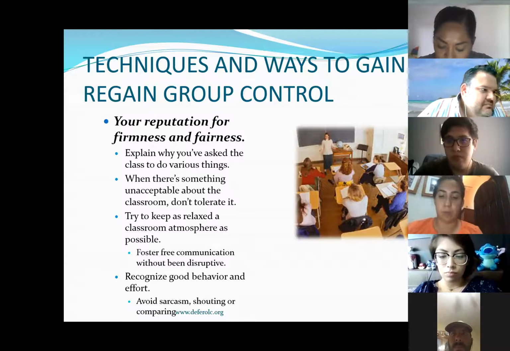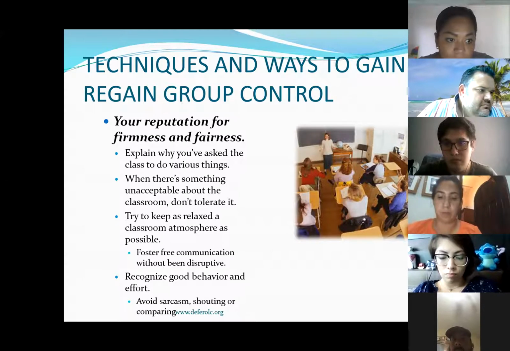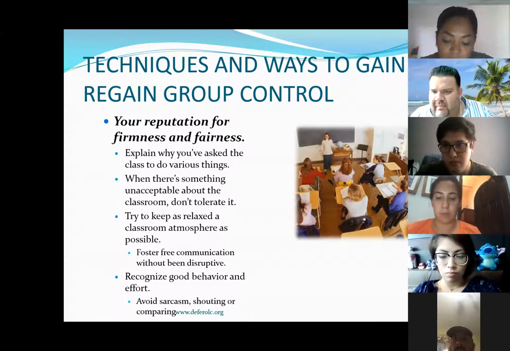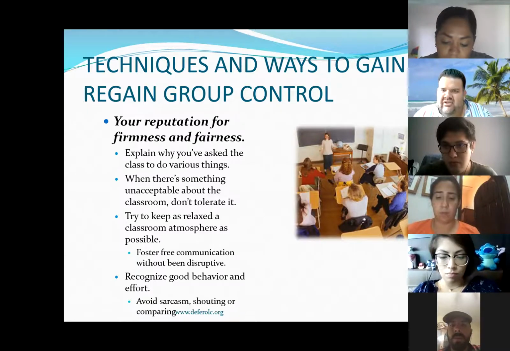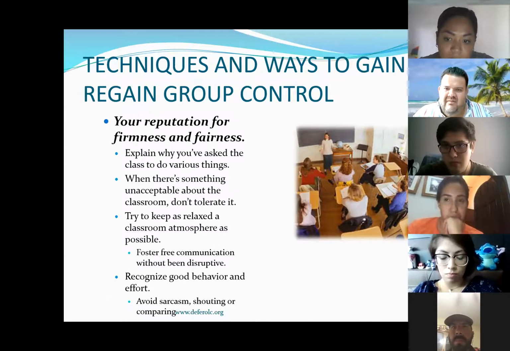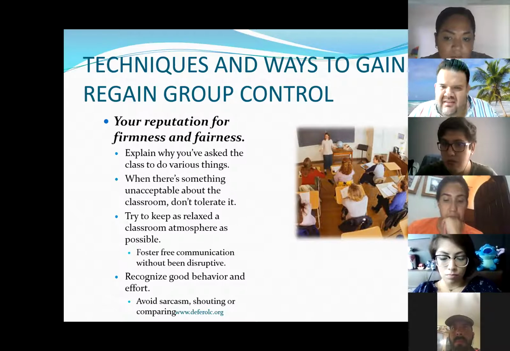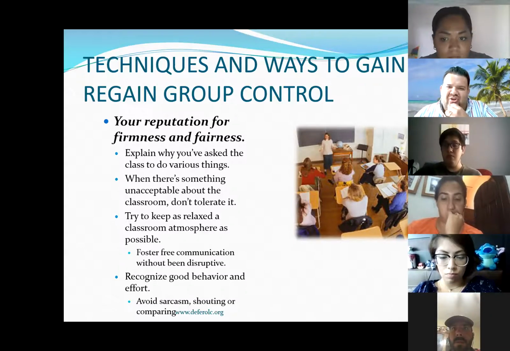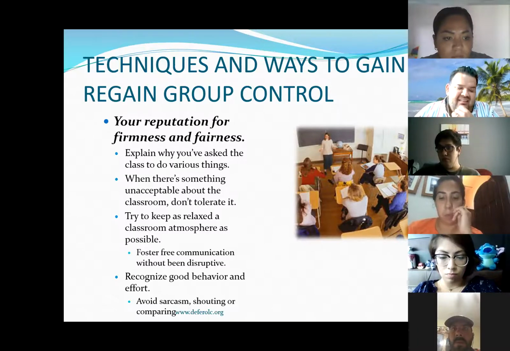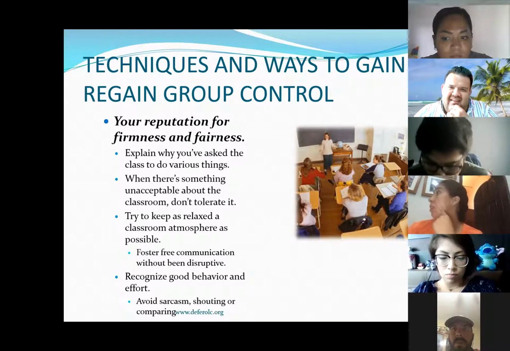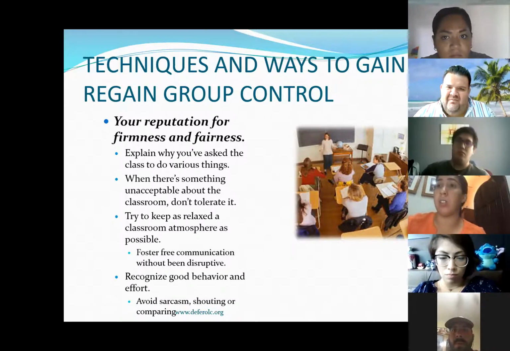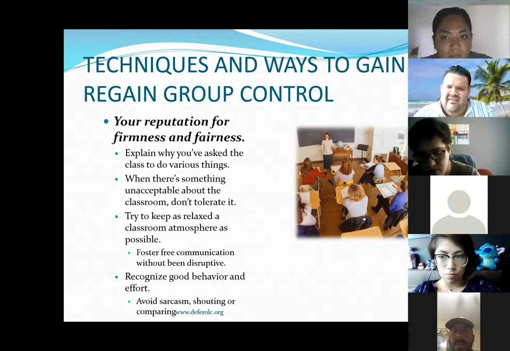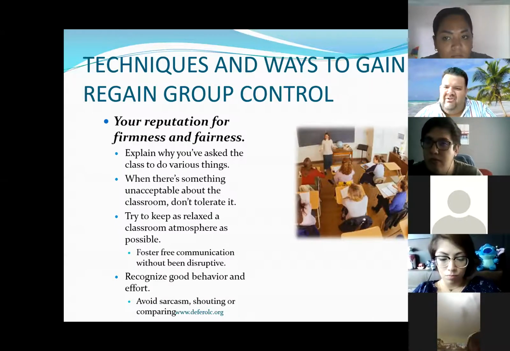Can you read it? Alvaro Gomez, please. Alvaro Gomez, are you here? Yes. Can you read the number 2? When there's something unacceptable about the classroom, don't tolerate it. Thank you. Try to keep as relaxed a classroom atmosphere as possible. Hector? Try to keep as relaxed a classroom atmosphere as possible. Hector, thank you. Very good. Try to keep as relaxed a classroom atmosphere as possible. Okay. Alvaro, can you read it again?